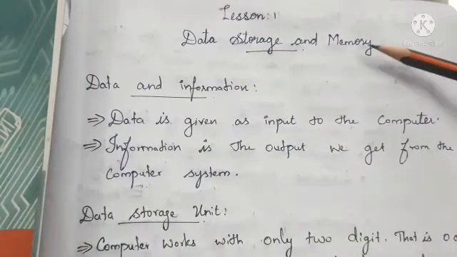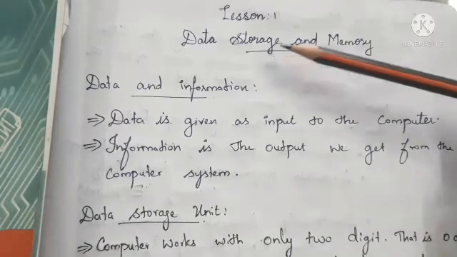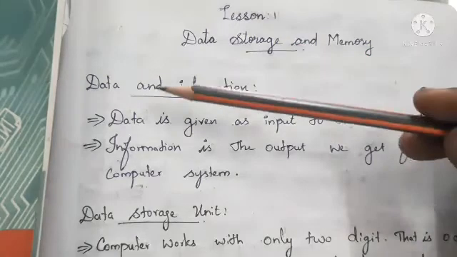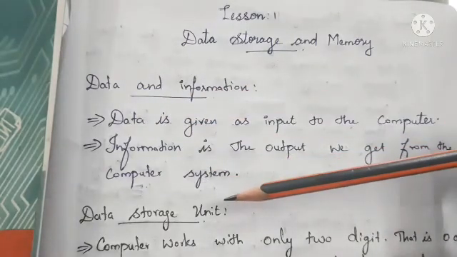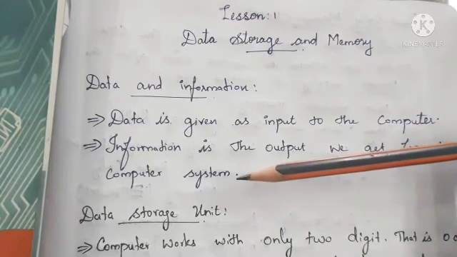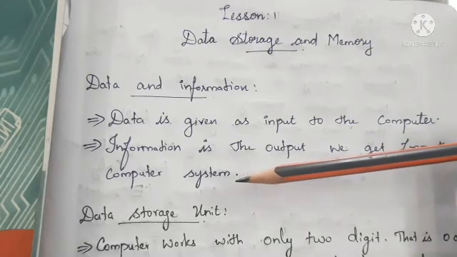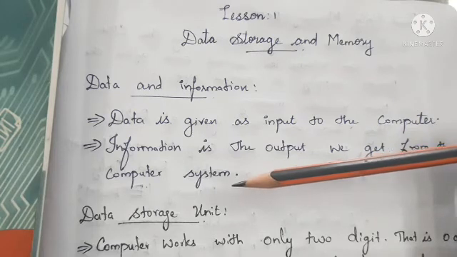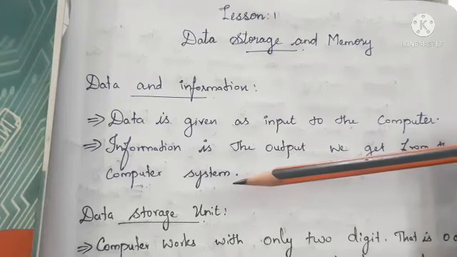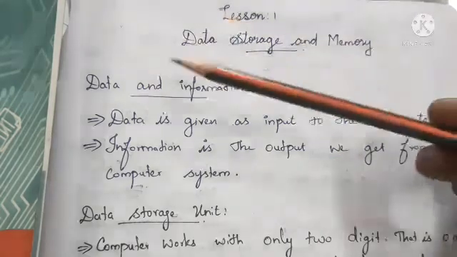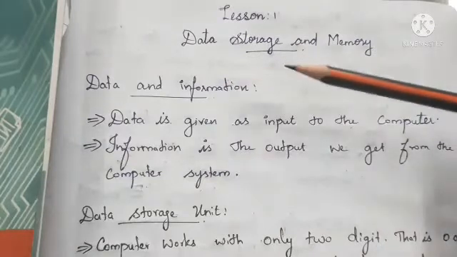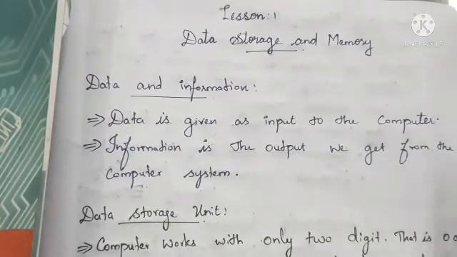Under this lesson, we learned some topics. What are the topics we learned? Data and information, then data storage unit, then types of computer memory. Under the types of computer memory, how many types are there? Yes, 3 types: primary memory, read-only memory and secondary memory. We also learned some examples of secondary memory. So we can learn one topic at a time, because I have taken some inside questions also.